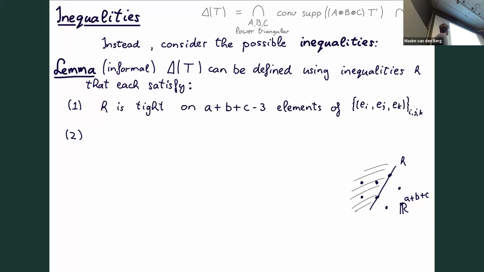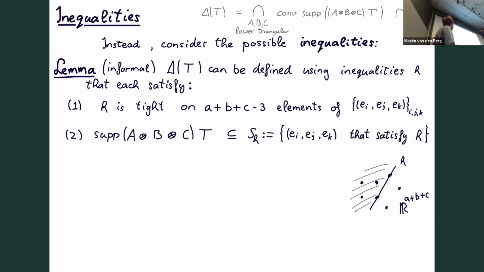The first property is that this H should be tight on precisely A plus B plus C minus 3 elements of this set of supports. Here it goes through exactly, which means it's tight. There should be exactly A plus B plus C minus 3 elements on this hyperplane. The second thing is that we can bring the support of T, using lower triangular matrices, inside the set S_H, which basically means we can bring it to one side of the inequality, with the elements all lying on one side of the hyperplane.